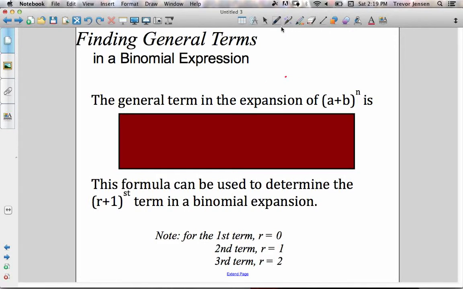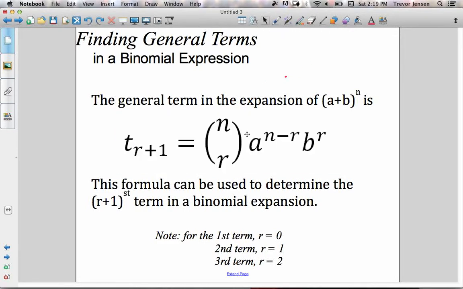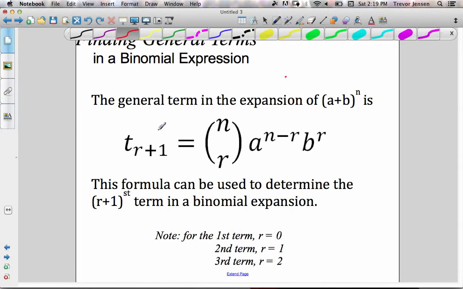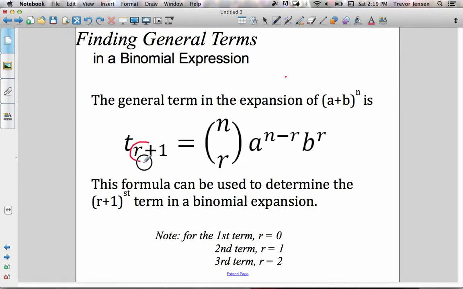So to find a general term in the expansion of (a + b) to the n, we've talked about this already. You do n choose r, a to the n minus r, b to the r. What I haven't really talked about yet is this, to get term r plus 1.